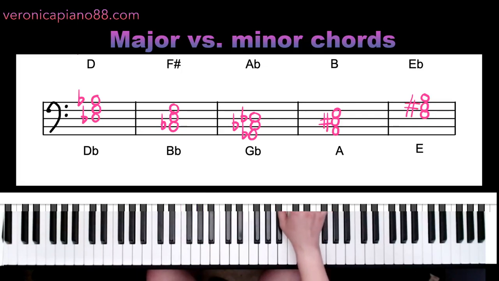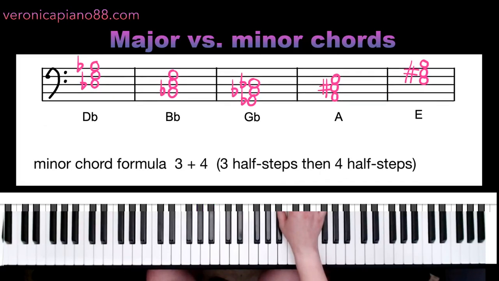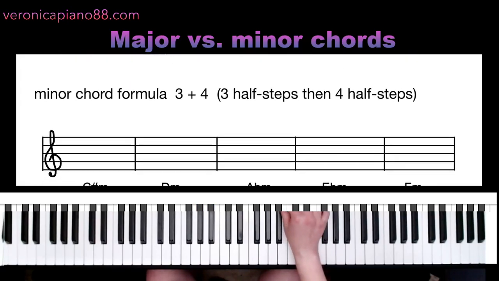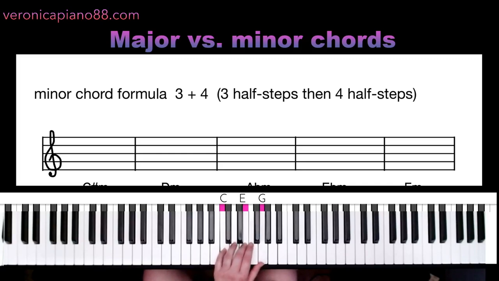Okay, now in our next part, we are going to learn about minor. Minor has a very similar formula, except it's 3 first, 3 plus 4. So let's go back to the example of C. This was C major. This is C minor. And really what we're doing is we're just making the middle note a little closer to the bottom. That's actually what changes it to minor.